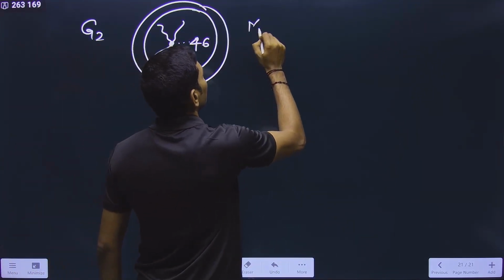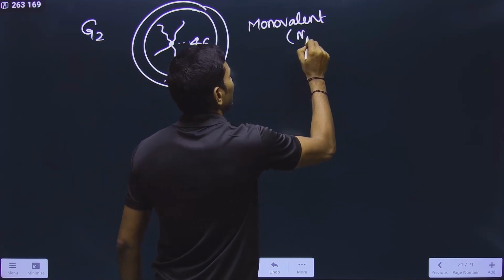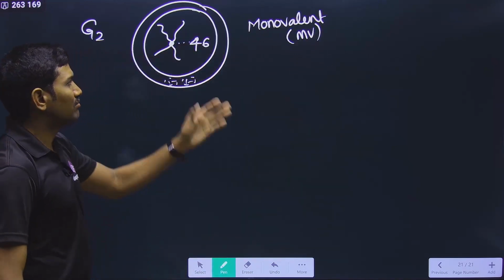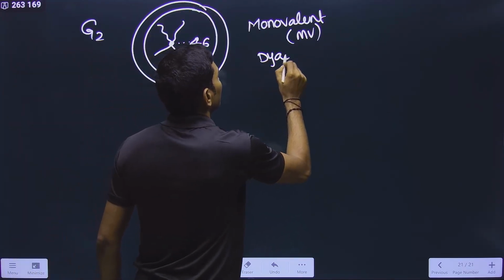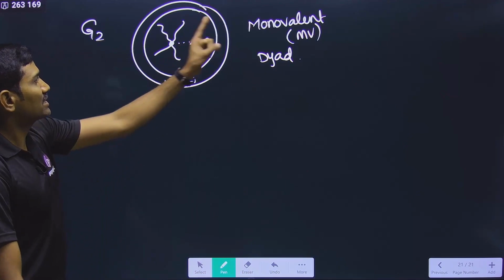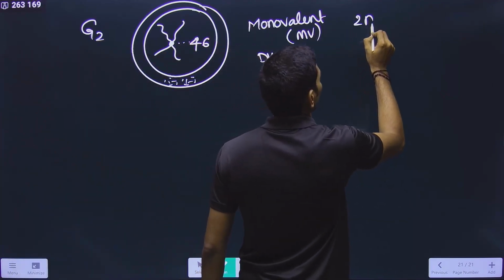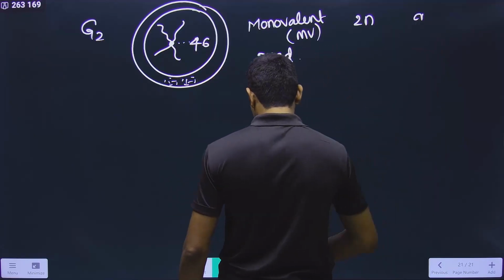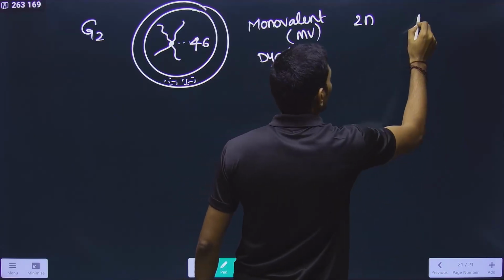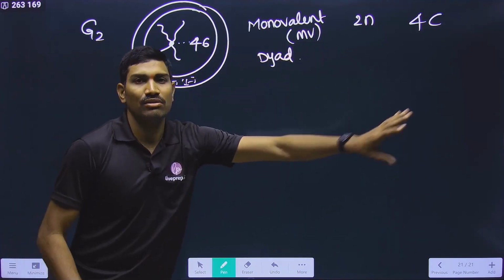And here it is again monovalent. I think better I will write MV. Monovalent. Every time writing this will take more time, right? Monovalent. And here it is a dyad chromosome. Nice. Next one. What is the ploidy here? Here also 46 chromosomes, so 2N. So here 2 into 46, 92 DNA molecules. So it is a 4C condition. Observe carefully. In the S and G2, these values will remain the same.